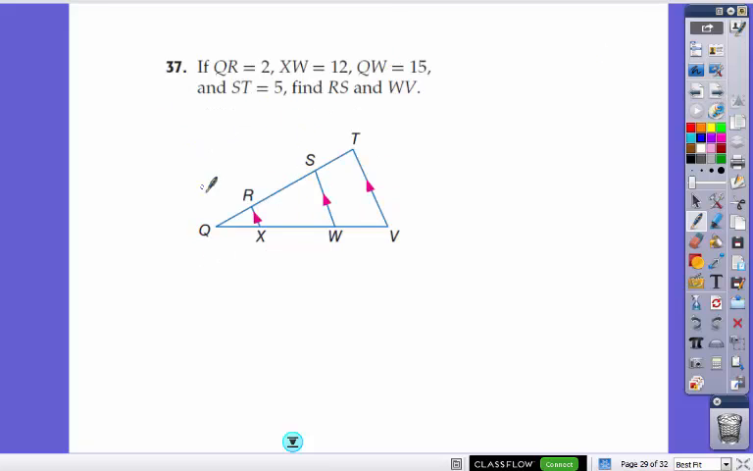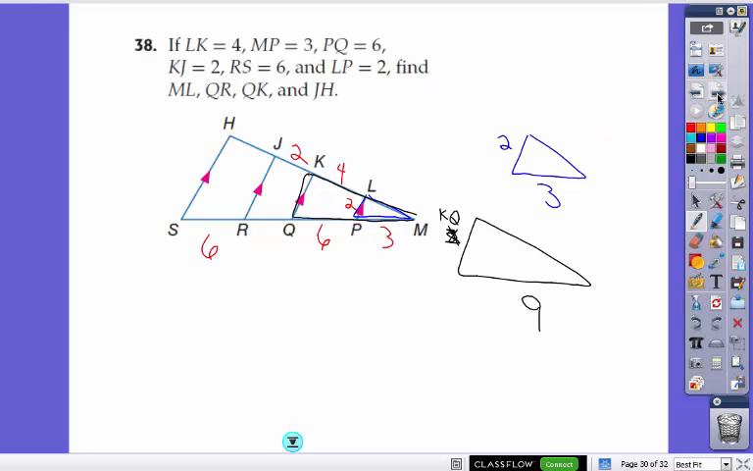Here's another problem. Just make sure you label your parts as you're working with it, your QR, your WX, label all your parts. Be careful when you're trying to find various things that involve the parallel lines, like this one here and this one here, that you redraw it and look at it as triangles. You can't just do the pieces of it. You have to look at it as triangles, especially on this one here. So on this example, I've already got it labeled. This is number 38.